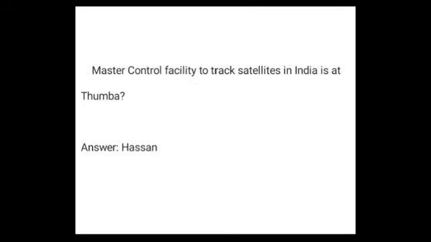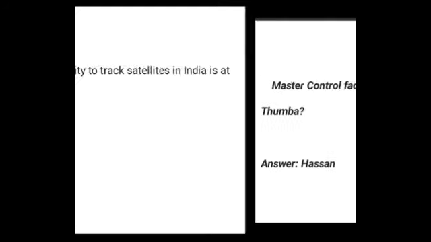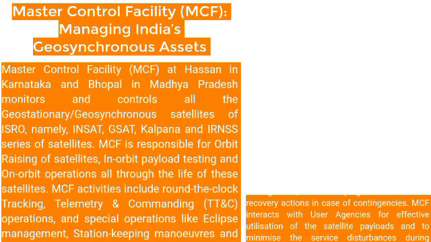Master control facility to track satellites in India is at Thumba. Answer is Hassan. Master Control Facility, or MCF, managing India's geosynchronous assets. Master Control Facility MCF at Hassan in Karnataka and Bhopal in Madhya Pradesh monitors and controls all the geostationary geosynchronous satellites of ISRO, namely INSAT, GSAT, Kalpana and IRNSS series of satellites.